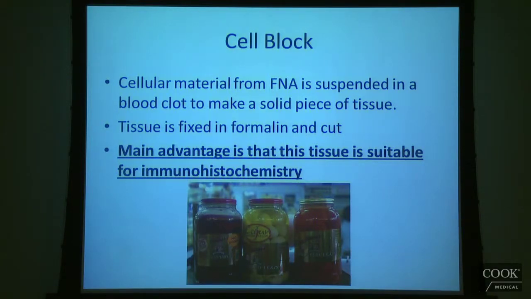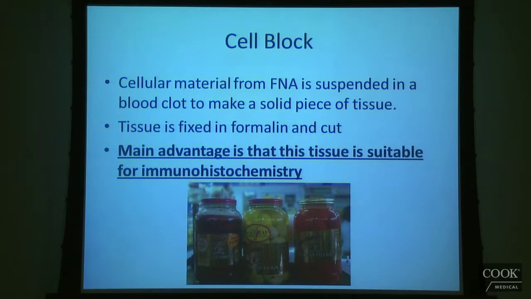Once you have a solid piece of tissue, you can fix it in formaldehyde or formalin, embed it in wax, and then cut it into thin sections and either look at it under the microscope or do ancillary studies with it. So again, you're basically converting the cells in suspension into a piece of tissue that you can now do ancillary studies with, similar to if you were to get, again, like a breast biopsy, prostate biopsy, whatever, where it's a solid hunk of tissue. So the main advantage is that this tissue is suitable for immunohistochemistry and other ancillary studies, but mostly immunohistochemistry, which I'll get to, is what we're interested in.